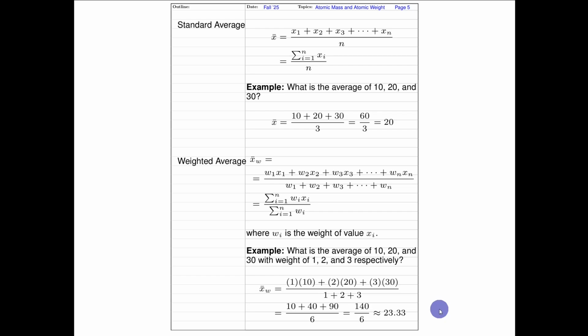Now, in terms of the atomic weight, the fractional abundance of each isotope acts as the weight. If an isotope has a larger or smaller fractional abundance, the weight will make sure it is appropriately accounted for in the weighted average.